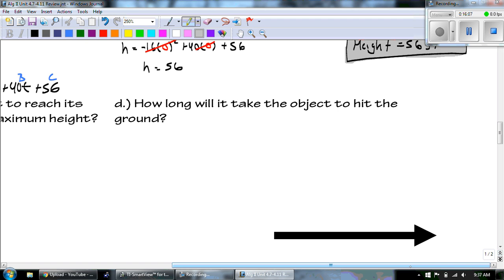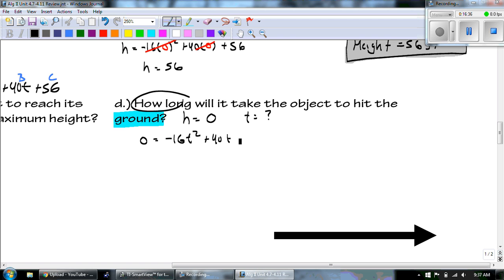All right, D. How long did it take for the object to hit the ground? So once again, we need to look at our height and look at our time. They're saying how long, so I don't know what the time is, but I should know what the height is because they told me that it's the ground, and the ground is a height of 0. So what we do is we set the equation equal to 0, so negative 16 t squared plus 40t plus 56. Okay? And then to solve this, we're going to factor.